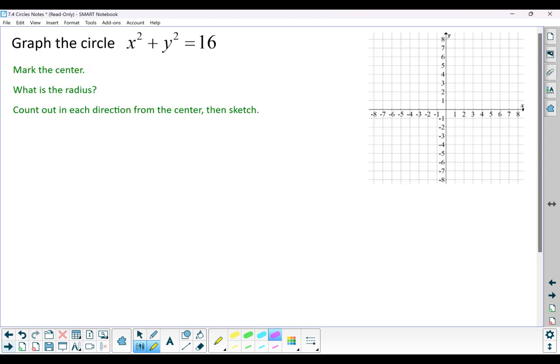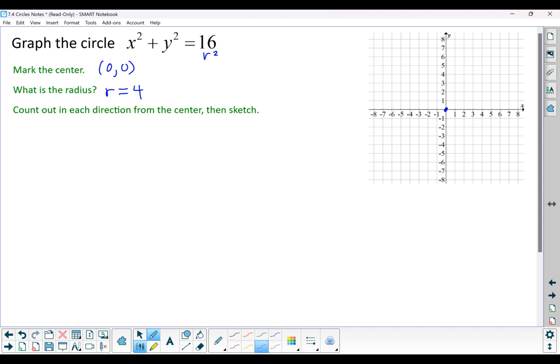So let's try graphing one of these. This is the circle x squared plus y squared is equal to 16. The center of that circle is going to be the origin, so I'm going to mark it. Then the next thing you want to think about is how big is this circle? What is its radius? Well, in the equation, this is an r squared, it's not an r. So you have to think about the square root of that number, or what number do I square to get 16 in order to figure out the radius. So this circle has a radius of 4.